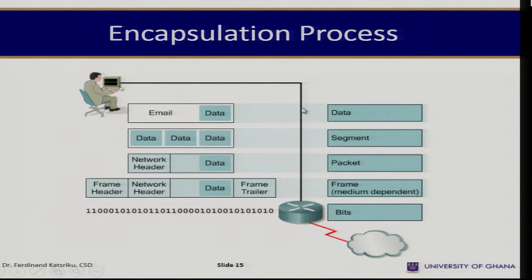So what you can see is, for example, your email is some form of data. Then at the next level, further data is added. And then at the next level, the network header is added. And then at the next level, you add a frame header. And then that is converted into binary ones and zeros and transmitted. These are bits which are transmitted. And then at the receiving end, a reverse process is followed to recover the original data.